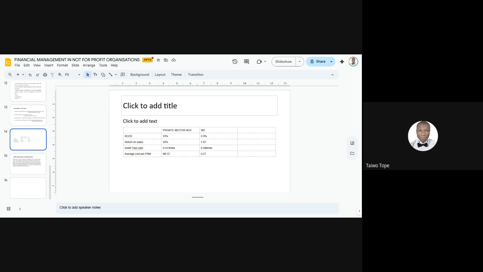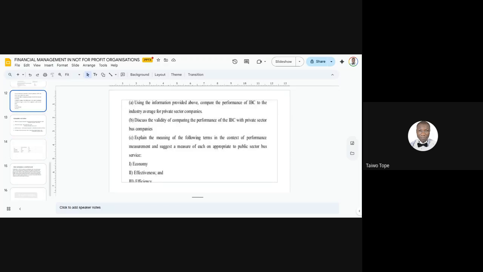So when you are comparing, you just look at the variables and look at the reasons for the results, the mission, and the rest of it. So that is the basis of comparison, and that is what the first part wants us to do. Let's see the question again. Using the information, compare the performance. So you have to compare the performance. Now, B, discuss the validity of comparing the performance of IBC with private sector bus companies.